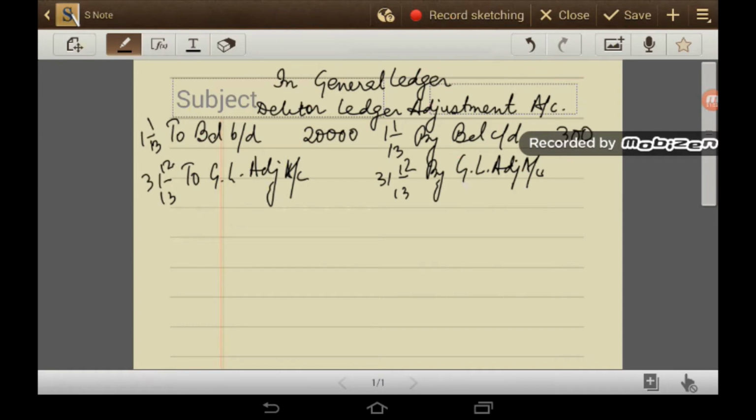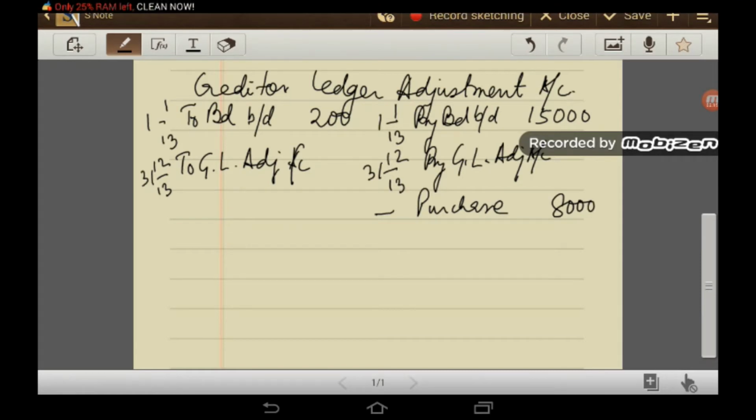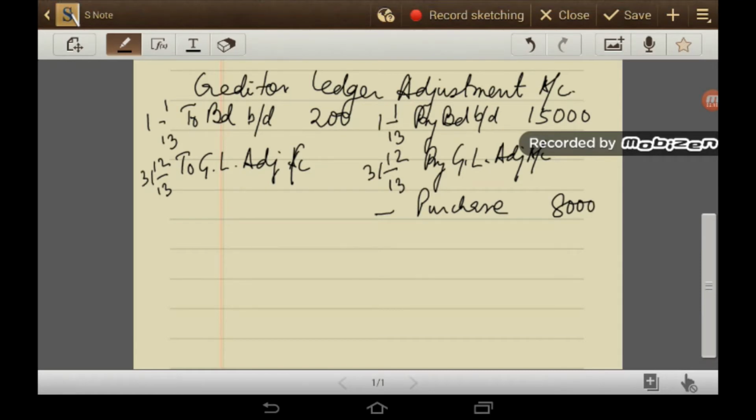Now the first transaction is regarding purchase. So purchase is written on the credit side of the creditor ledger adjustment account. So this is under general ledger adjustment. So what is the general entry? General ledger adjustment account debit to creditor ledger adjustment account. So here I am writing purchase 8,000 rupees. 12,000 is the total purchase and cash purchase is 4,000 rupees. So the general entry is general ledger adjustment account debit 8,000 to creditor ledger adjustment account.